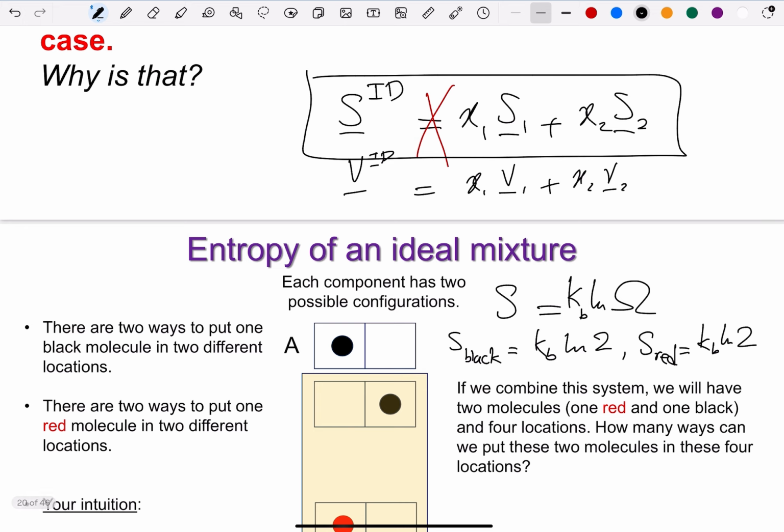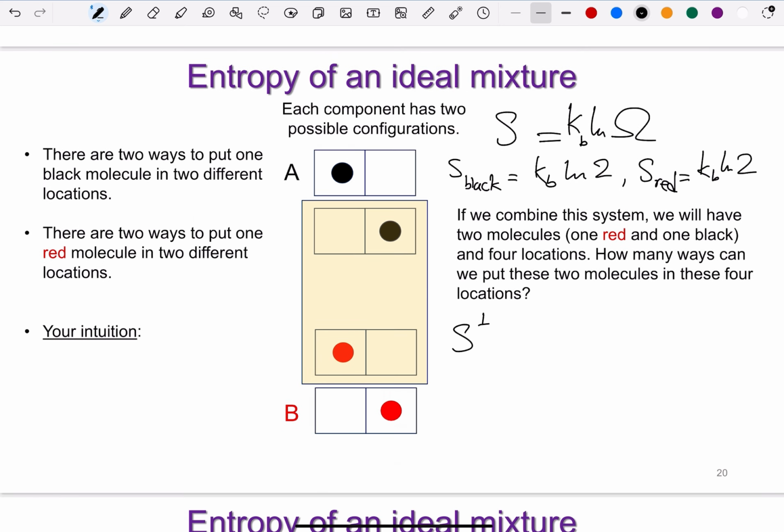Let's call that what our intuition says, right? So it makes sense. I'm adding things up. There's no difference between them. So this S of ideal mixture that I have here, let's say now I'm putting systems A and B in one big container, right? And I'm just summing up the individual entropies. So this is going to be what? Kb ln 4. That's my S ideal.